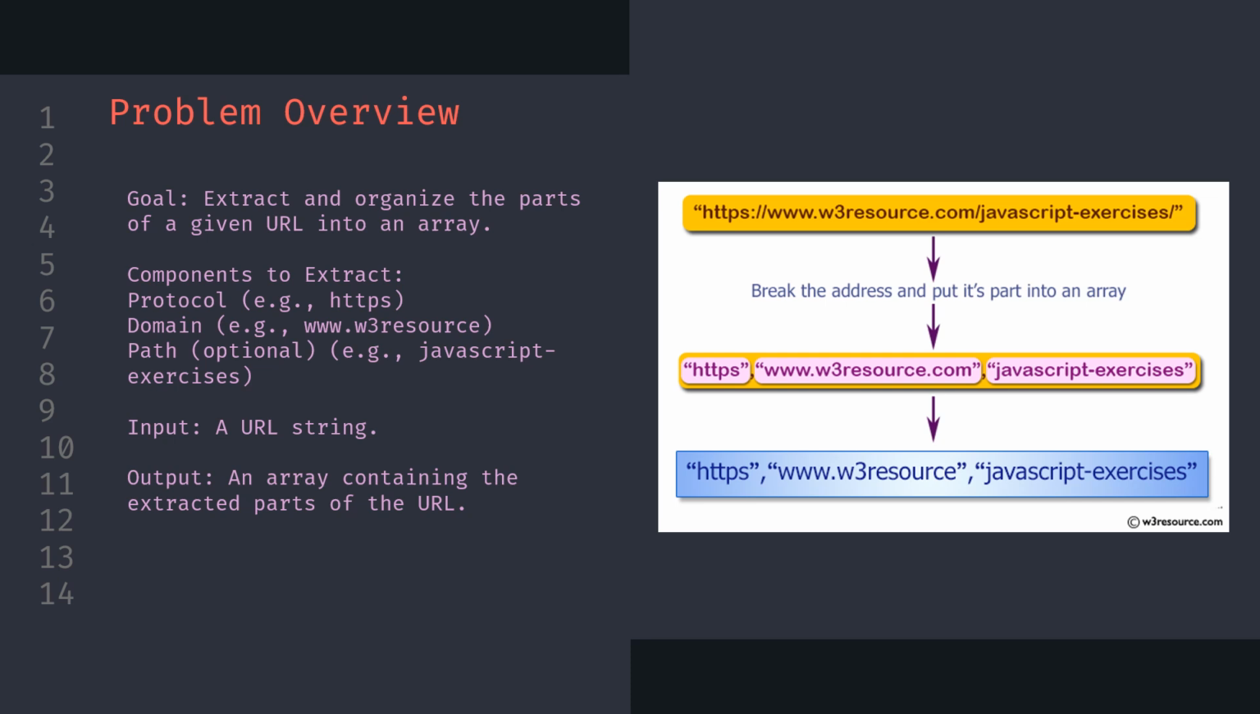The program will take the URL as input and output these components as an array. If the URL does not include a path, it will only return the protocol and domain. This foundational concept is essential for handling URLs dynamically in web development.